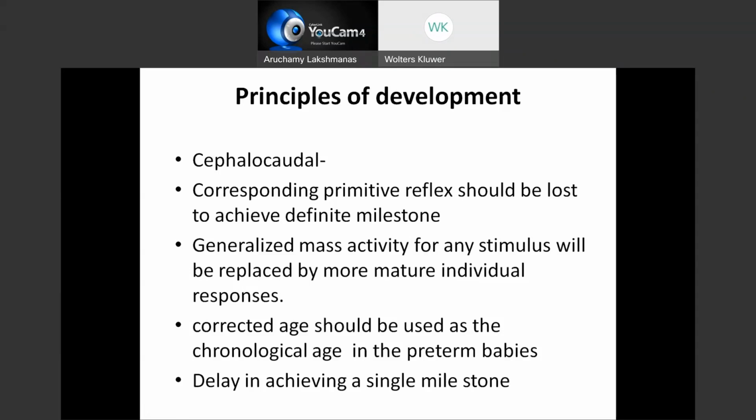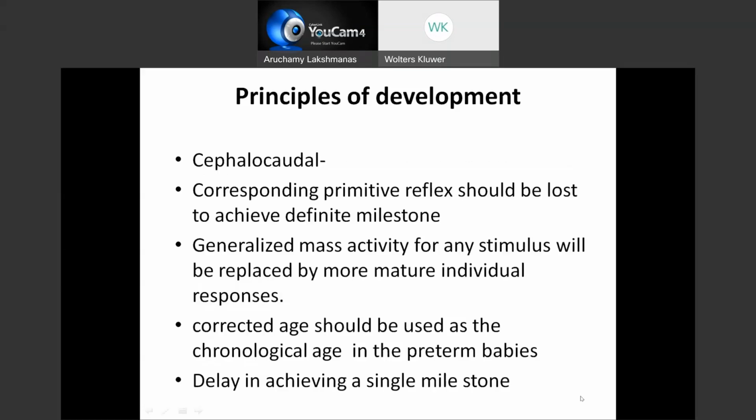For example, plantar grasp, palmar grasp, these should disappear before the child is able to walk or hold objects. And generalized mass activity for any stimulus should be replaced by more mature individual responses. So in the newborn, for anything the baby will move all the limbs. It's called generalized mass activity. If it is happy, it will move all the limbs. If it is having any pain, it will move all the limbs. So this generalized mass activity will slowly go towards individual responses. Suppose with pain, it will move the lower limbs, like that. Corrected age should be used instead of chronological age in preterm babies.